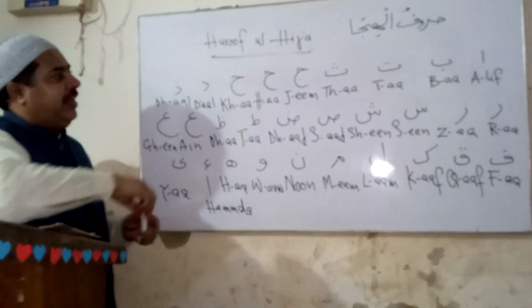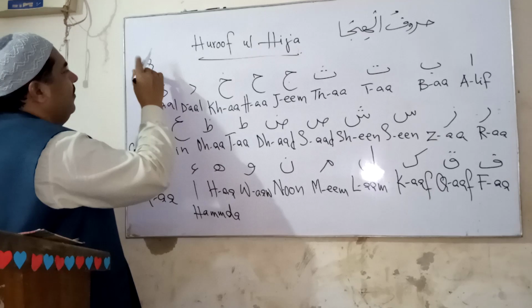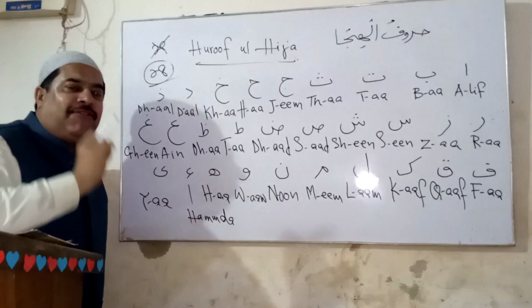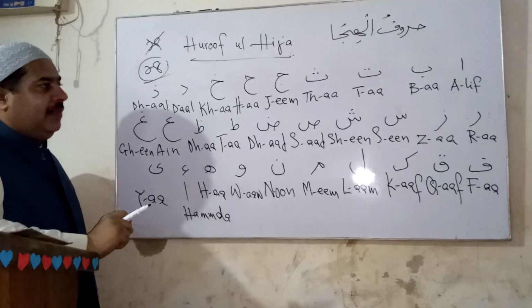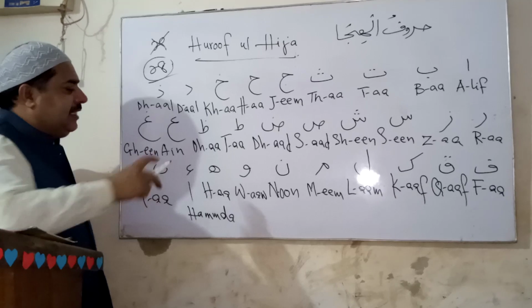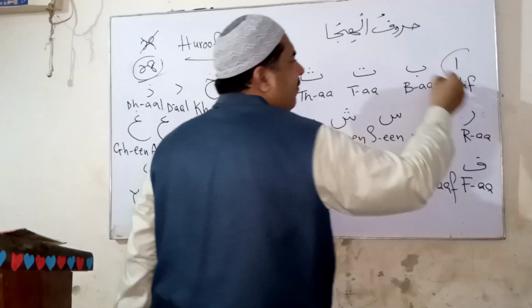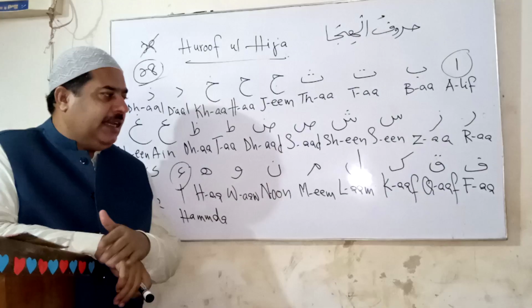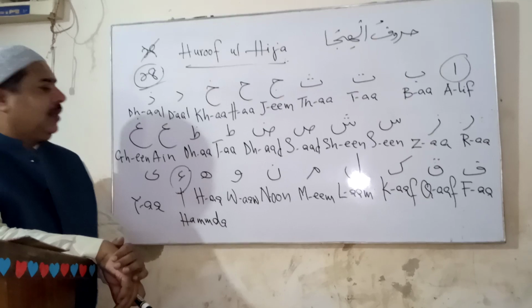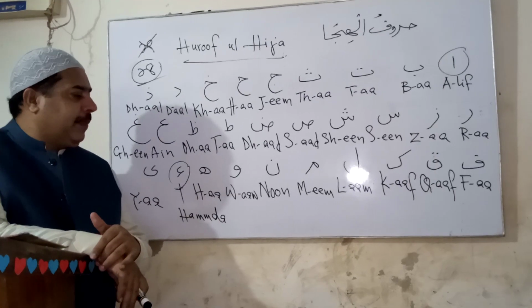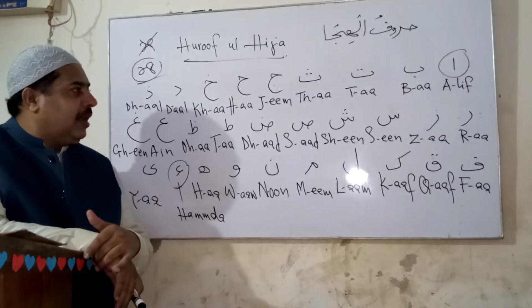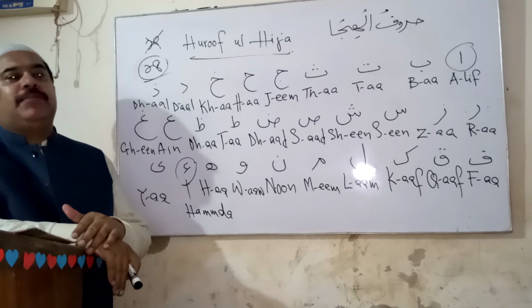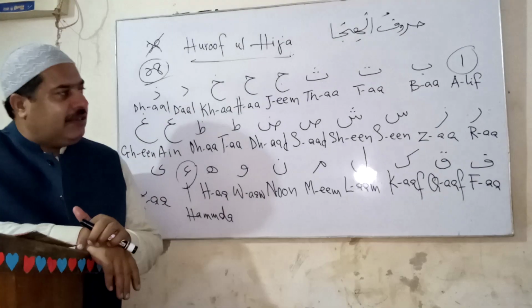Some people say that the number of these is not 29, but 28. They say that this Hamza and Alif are the same thing, one combined letter, not two. However, this discussion is between the grammarians. Whatever the position, we have to understand Alif and Hamza, what is the difference between the two. So later on, learn the difference and go ahead.